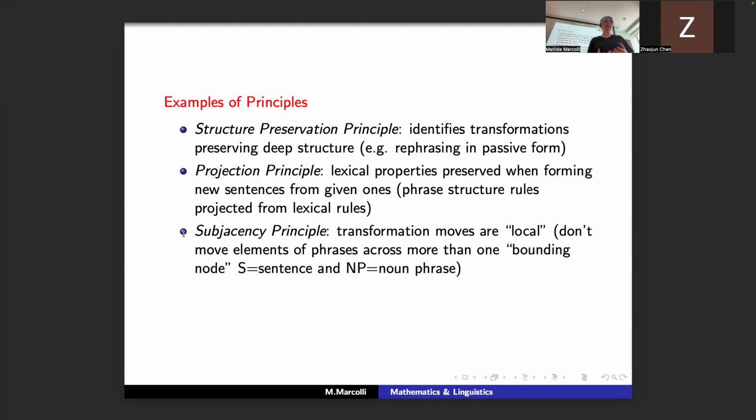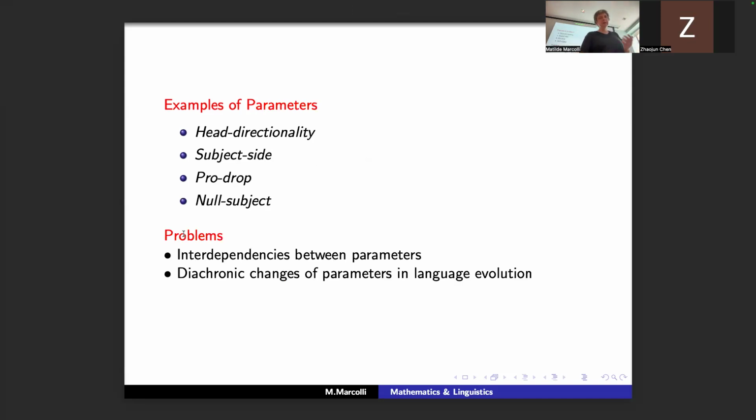How lexical properties are incorporated in sentences, and what kind of moves, what kind of transformations are local or have long distance effects in a sentence, and how far these local effects can propagate, what are barriers to propagating local effects, and so on. So parameters, as I said, there are a lot of them that linguists have been trying to characterize.